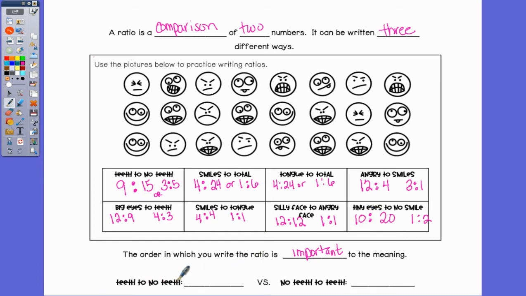So when we look at this, teeth to no teeth, very important. I'm going to write that 9 to 15, right? Because that's what I found right here. But if it says no teeth to teeth, it's 15 to 9. It makes a difference. Order is the most important thing when it comes to ratios.